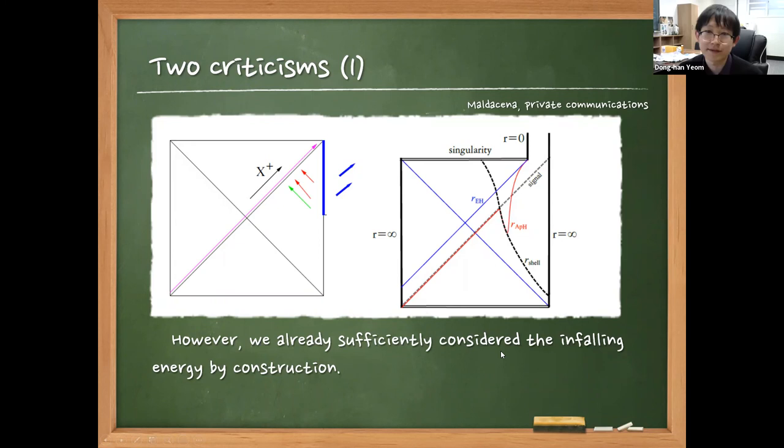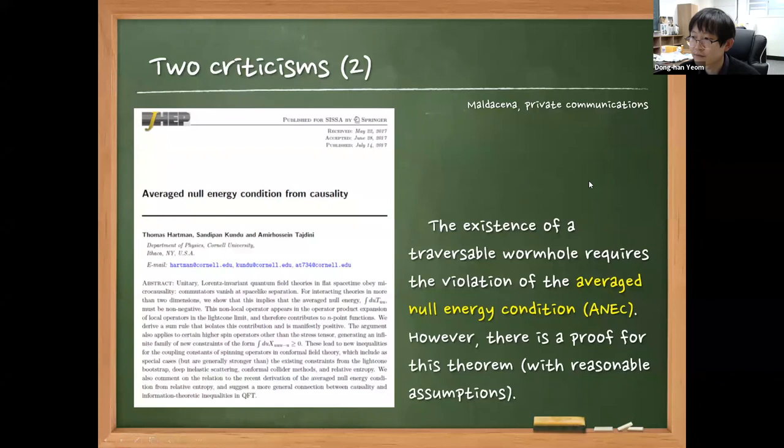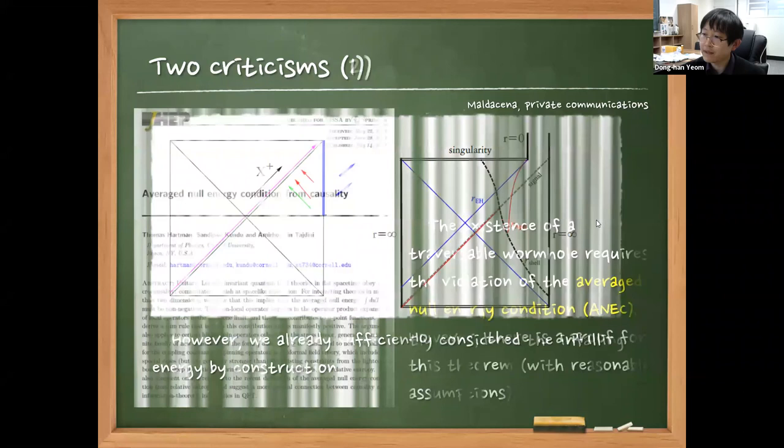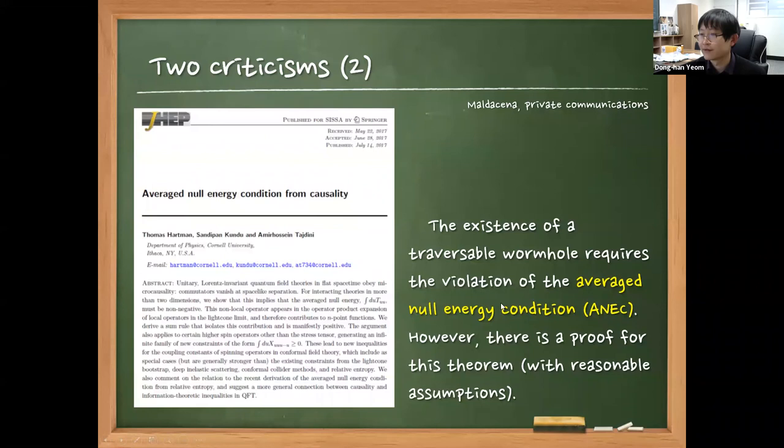However, there is a second criticism. The existence of a traversable wormhole requires the violation of the averaged null energy condition. So in this causal structure, I think the averaged null energy condition must be violated. However, there is a proof. Based on this paper, there is a proof that the averaged null energy condition is true for very generic, very natural and consistent models. The averaged null energy condition must be satisfied, and then there must be no traversable wormhole within the semi-classical regime.